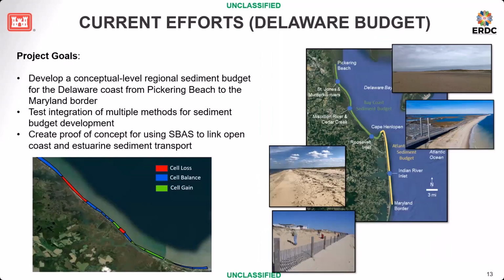Another effort that we have going on, so this is led by Justin and Alex. This is an RSM effort as well. We're looking at making a conceptual budget for Delaware. So there's been a budget that was created along the Atlantic coast, but there's nothing in the actual bay and estuary area. So we were trying to see if we could pull the data together, and kind of mesh that into one entire budget.